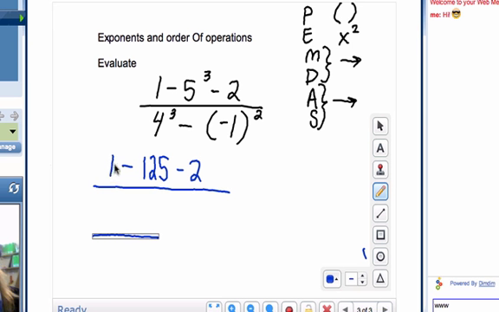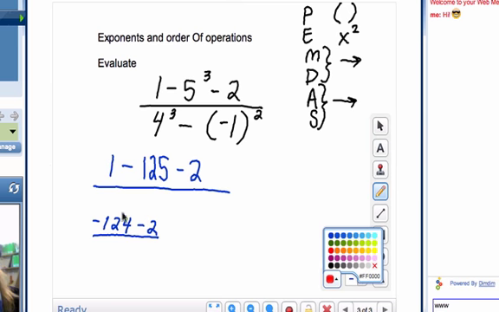So then you're going to work from left to right. So you're going to have 1 minus 125, which would be a negative 124, and then you're going to subtract 2 from that. Now remember, whenever I'm subtracting and I'm dealing with negatives, I like to change my subtraction to addition and change the sign of the number on the right. I like to call this zip zip, because if you make one change, you have to change the other. Change addition to subtraction, you have to change the sign of the number on the right. So this is the same as adding a negative 2.